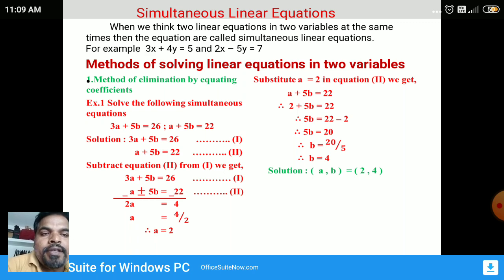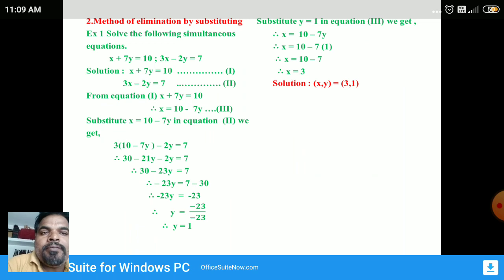The next method is the method of elimination by substituting. We take one example, solve the following simultaneous equations. The equations are x plus 7y is equal to 10, and the second equation is 3x minus 2y is equal to 7. First we write x plus 7y is equal to 10 as equation number 1, and 3x minus 2y is equal to 7 as equation number 2.